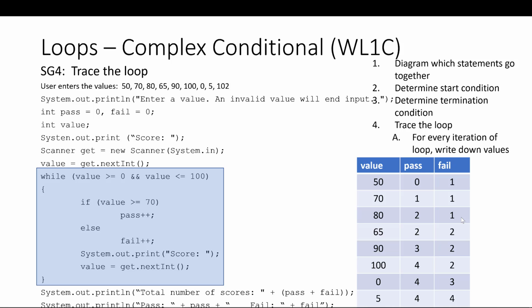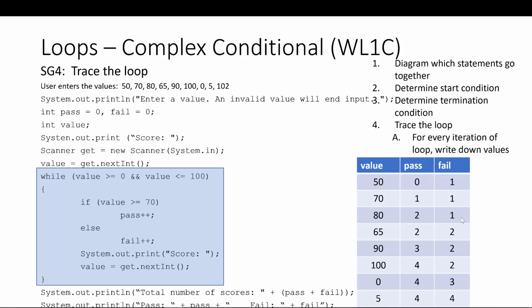We now read in the next value from the user, which is 100. 100 is greater than or equal to 0 and less than or equal to 100, so we go into the loop. 100 is greater than or equal to 70, so we increment the pass variable to 4. We read in the next value from the user, which is 0. 0 is greater than or equal to 0 and less than or equal to 100, so we go into the loop. 0 is not greater than or equal to 70, so we increment the fail variable.